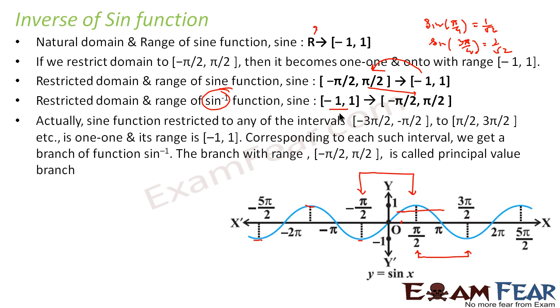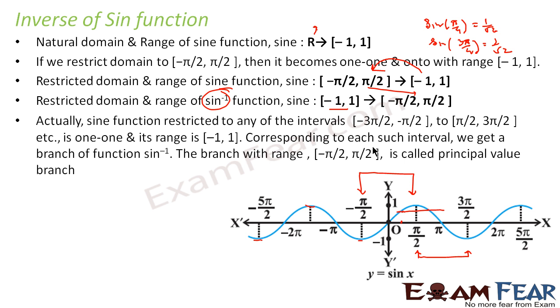As I have told, if sine is restricted to any of the intervals, minus 3 pi by 2 to minus pi by 2 or pi by 2 to 3 pi by 2, all these will give you one set of inverse function, because all these sets are 1 over 1 and onto.